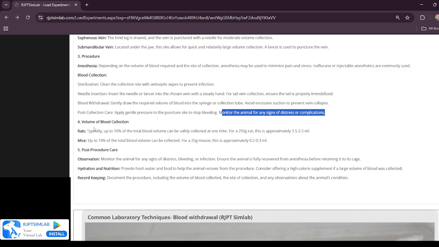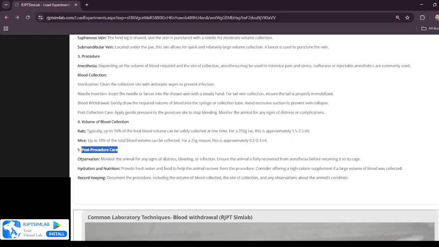Fourth, we have the volume of blood collection. For rats, it is typically up to 10% of the total blood volume, which can be safely collected at one time. For a 250-gram rat, this is approximately 1.5 to 2.5 ml. For mice, it is also up to 10% of the total blood volume, and for a 25-gram mouse, this is approximately 0.2 to 0.3 milliliter. And the last, post-procedure care.